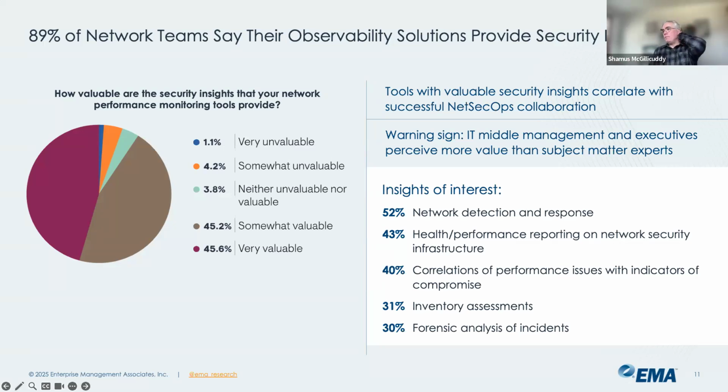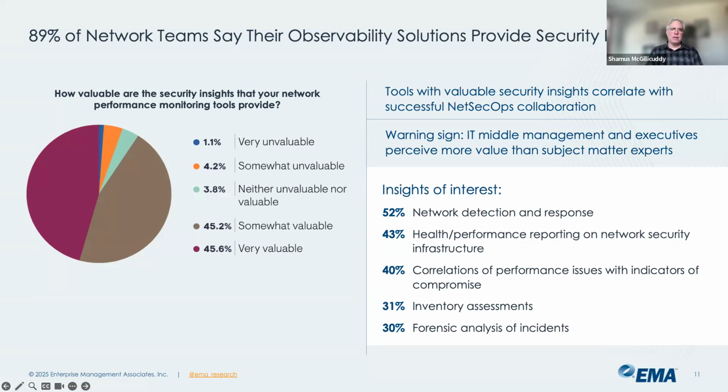We did see one warning sign, which is that IT middle management executives perceive more value from the security insights of a network observability tool than the SMEs, like the network engineers, architects, and security analysts, those people that are closer to the technology were softer on the value. So some of this might be driven by a gap between people who are in the trenches and people who are making management decisions. So there needs to be some discussion there around how to make sure that these security insights are delivering value to the people that are using them the most.